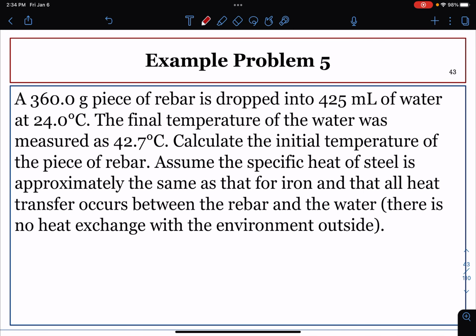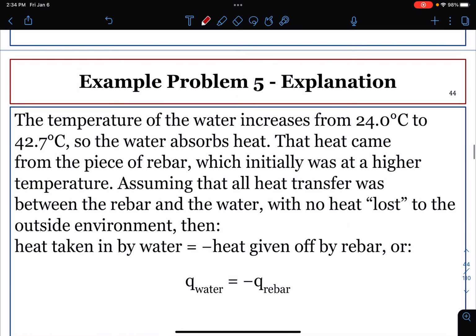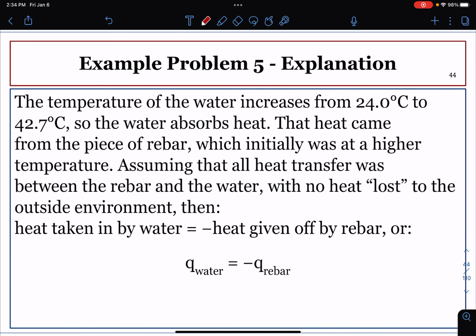A 360 gram piece of rebar is dropped into 425 milliliters of water at 24 degrees Celsius. The final temperature of the water was measured as 42.7 degrees Celsius. Calculate the initial temperature of the piece of rebar. Assume the specific heat of steel, which is the rebar, is approximately the same as that for iron, and that all heat transfer occurs between the rebar and the water, which means there is no heat exchange with the environment outside. So, at first glance, these problems are usually fairly confusing.